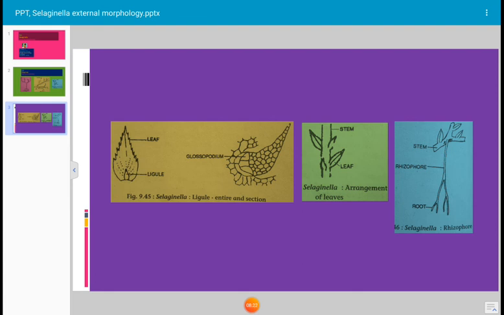Let us see the details of the root. The primary root is short-lived. The roots present on the adult plant, that is mature plants, are adventitious. Adventitious roots are supporting roots. They are formed directly from stem or stem axis or from the base of the rhizophore. And in Selaginella, the growth is by a single cell or group of cells which are formed at the apical meristem, as reported by Puri in 1963. This is all about external morphology of Selaginella plant.